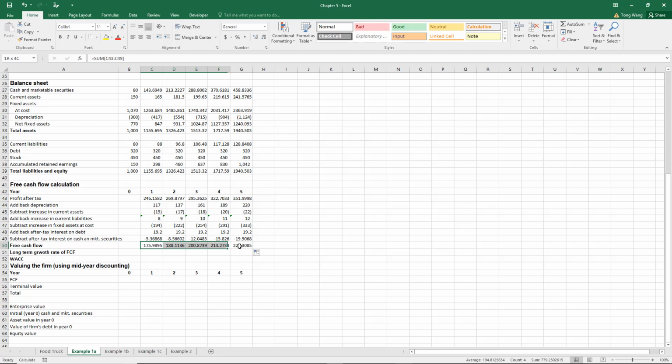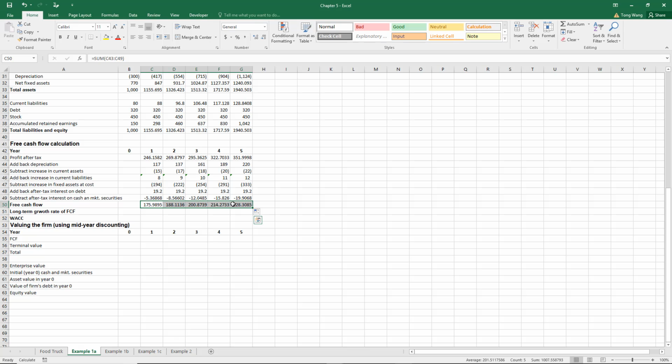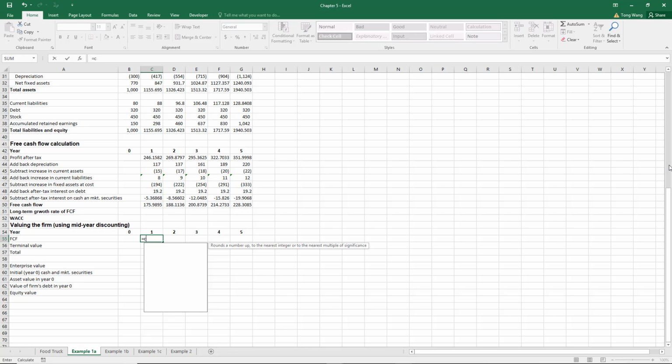So now we have our free cash flow forecast over the next 5 years. So we can use this forecast to value the company. So let me copy this down to row 55. Go to, let's see, 50.